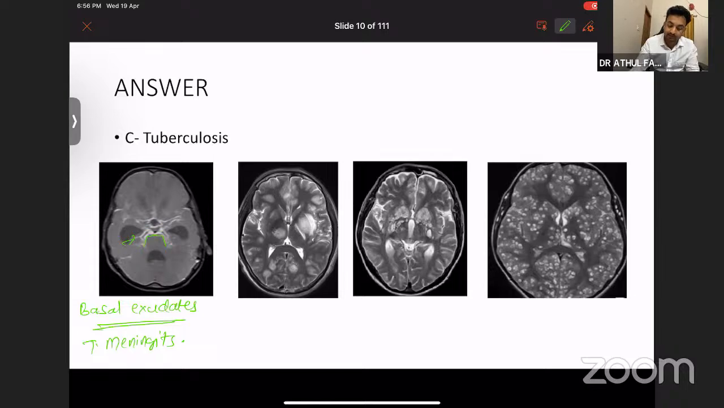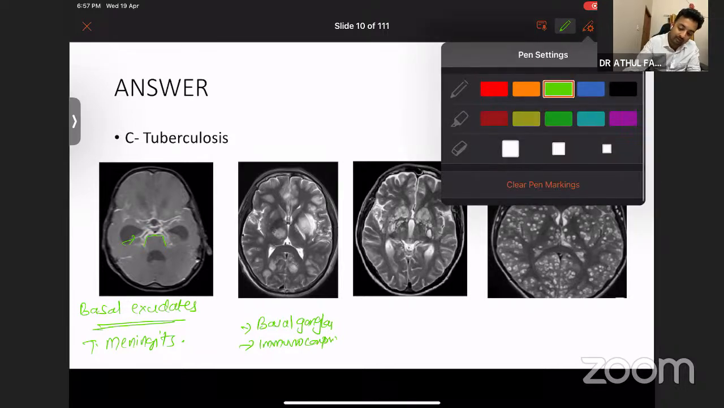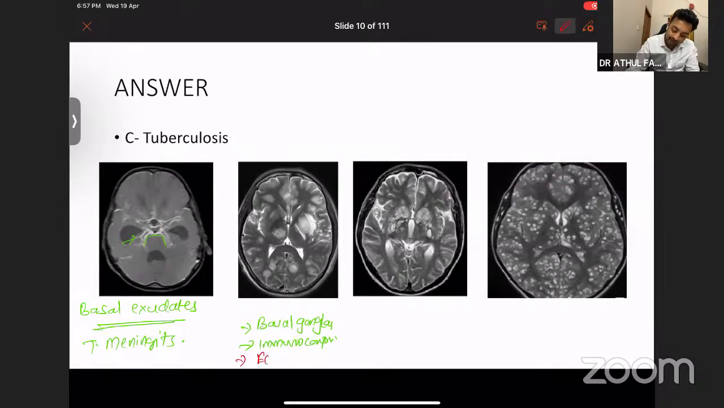Can anyone tell me what the second one is? There are multiple lesions in the region of the basal ganglia like this, seen in an immunocompromised patient. And if you give contrast, you will see an eccentric target sign. There will be enhancement like this, the eccentric appearance. What is the diagnosis? We have discussed it in our previous session. It will be toxoplasmosis.